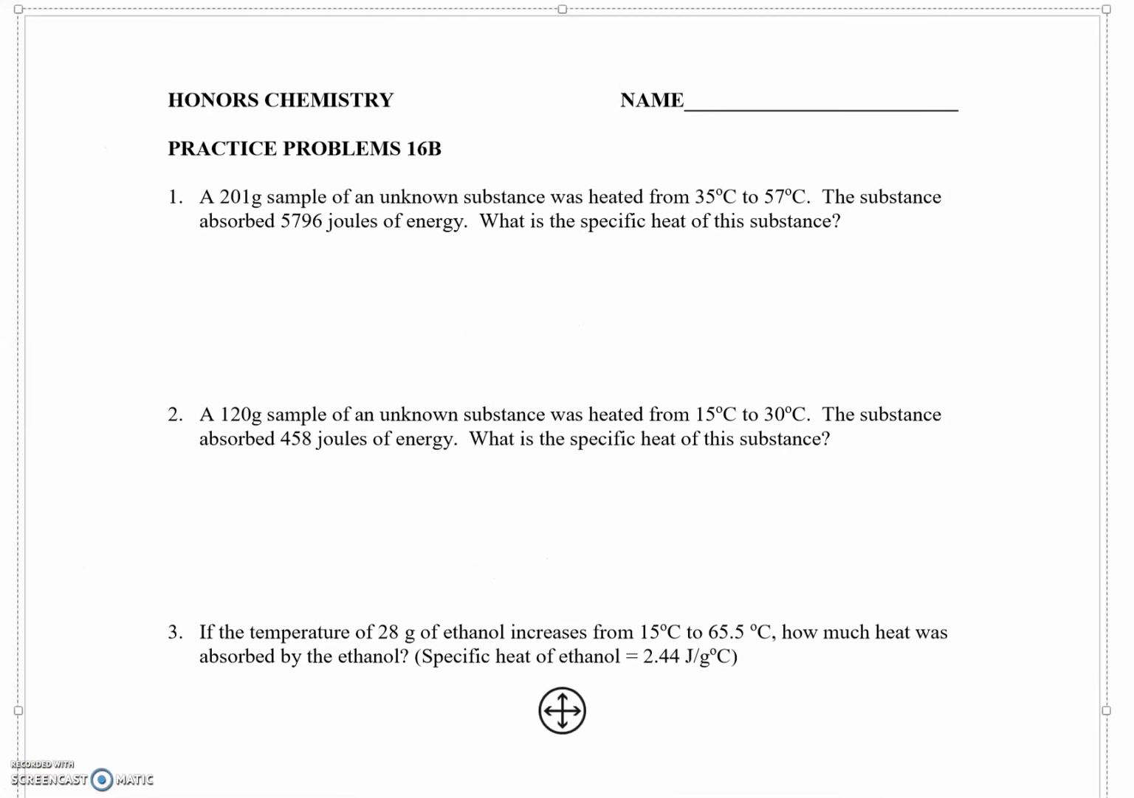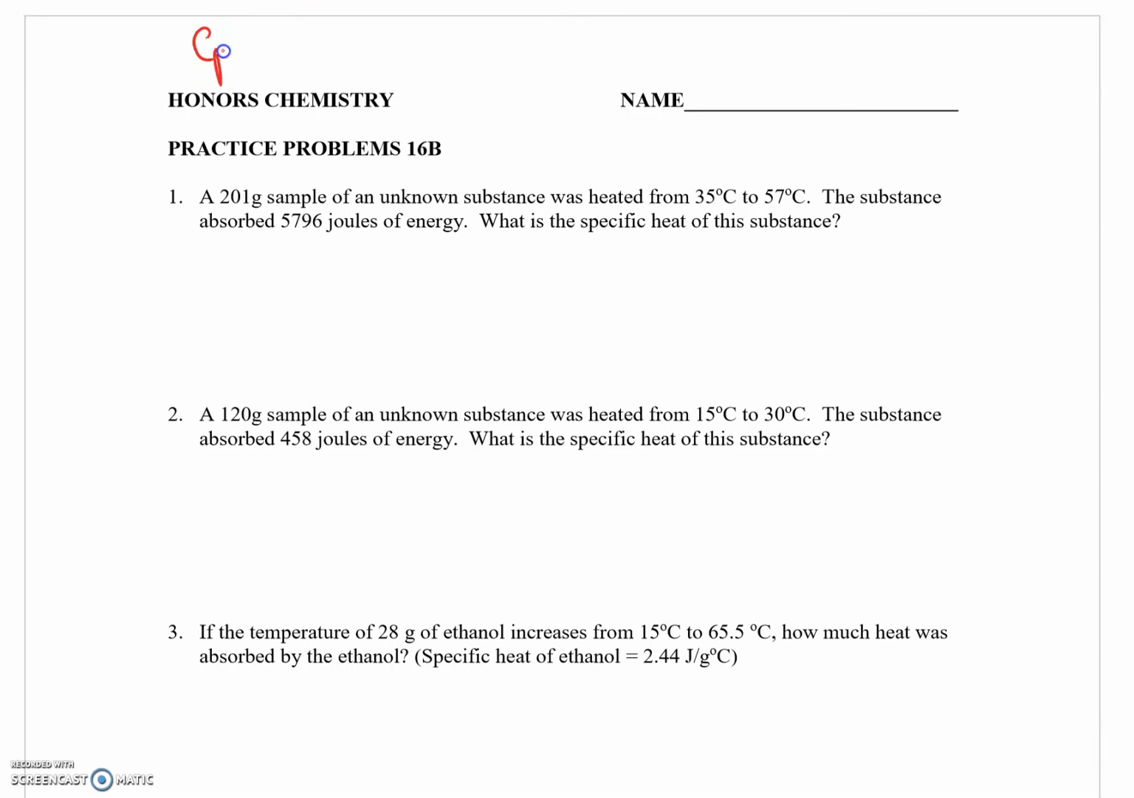So let's remember that the equation that we're using here is always the same. Q, not CP. Even the pros make mistakes. Q is equal to CP times M times delta T. And I like this version best because it's easiest to flip around.